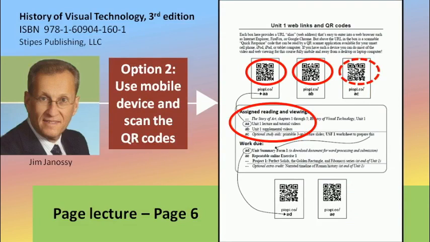Another way to access the assigned viewing, if you have a smart cell phone or an iPad, an iPod, or a tablet computer, you can get free software for these devices that scans the codes that I've put into the upper red circles. Those are called quick response codes. And you may have seen them in various places. They're becoming very popular. Each of those codes on this page encodes the URL that you see under it.